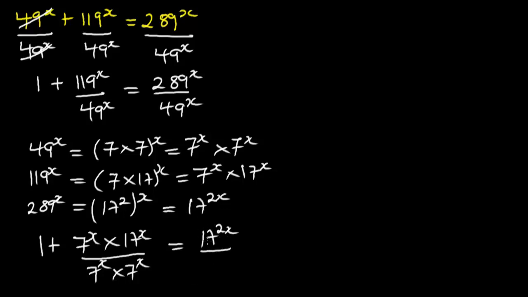And then since we have 17 exponent 2x over here, this one can also be written as 7 squared all exponent x, which is the same as 7 exponent 2x. So since we have these 2x over here, we are going to convert this into this form so that we can at least get a common term over there. So we are going to have 7 exponent 2x.